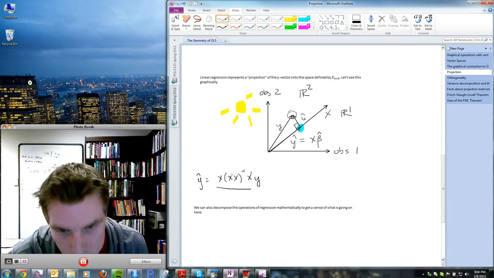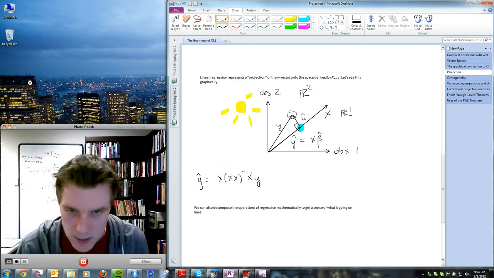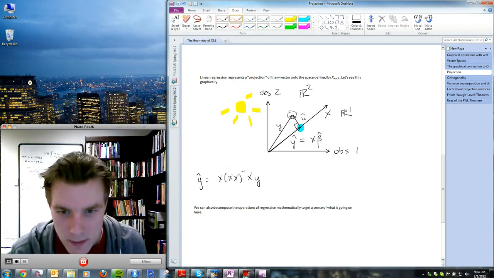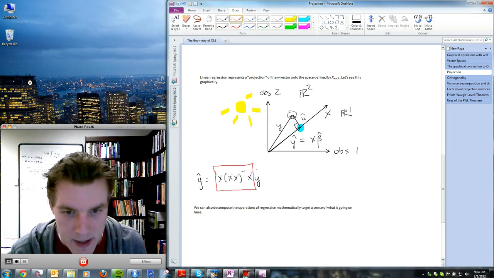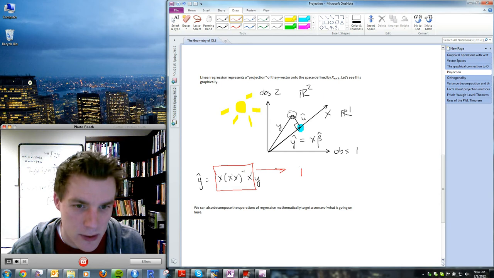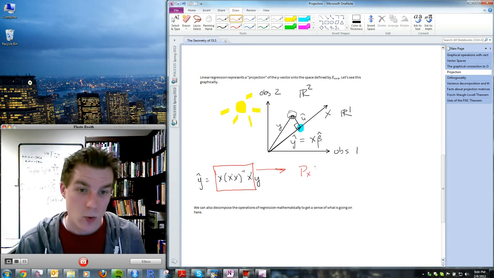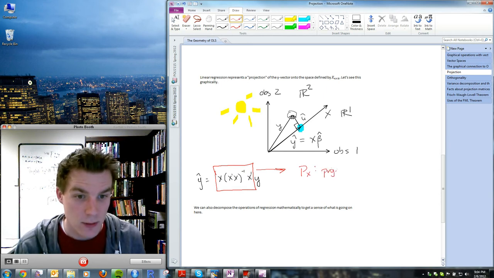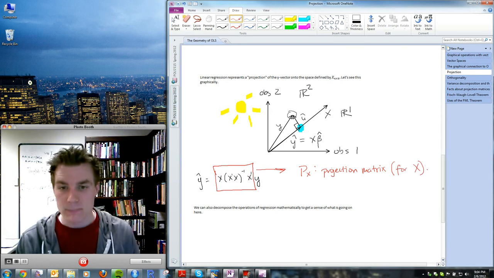This bit right here is a matrix called Px, or the projection matrix for the space defined by x.